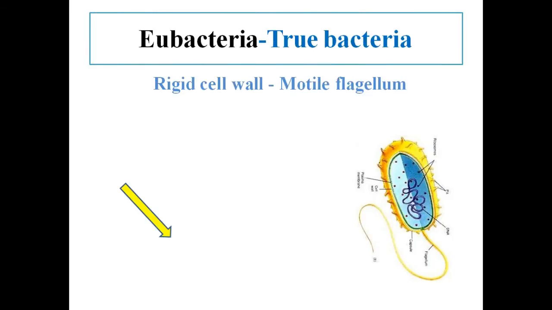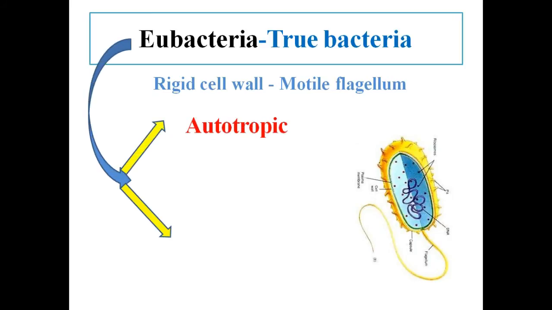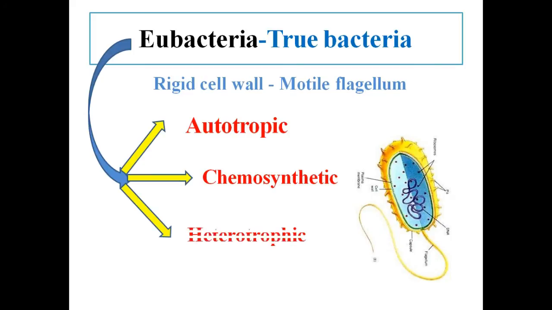Okay, the next one is eubacteria. This is always called true bacteria. They are characterized by the presence of a rigid cell wall and, if motile, a flagellum. The first one is autotrophic. The next ones are chemosynthetic and heterotrophic. Autotrophic means they prepare their own food, and chemosynthetic means they prepare food from chemical reactions.